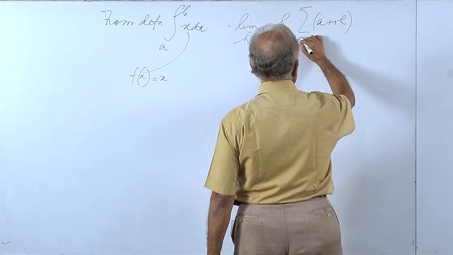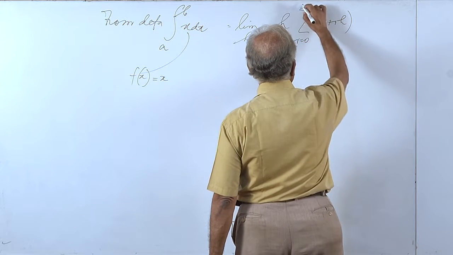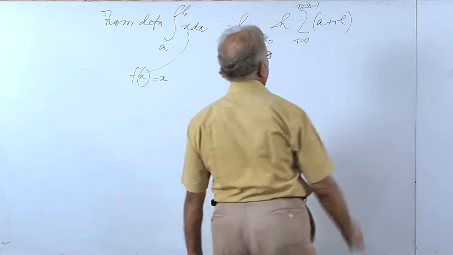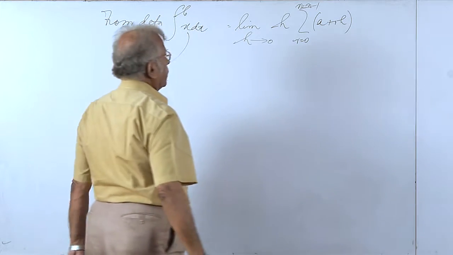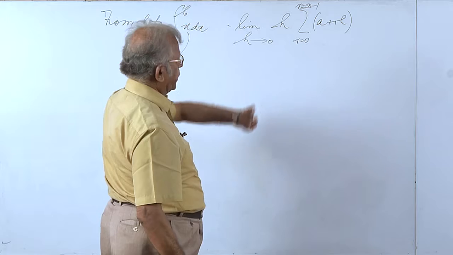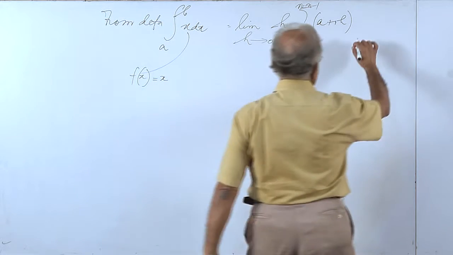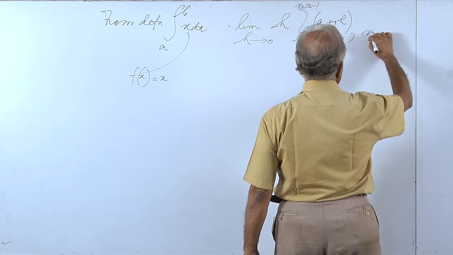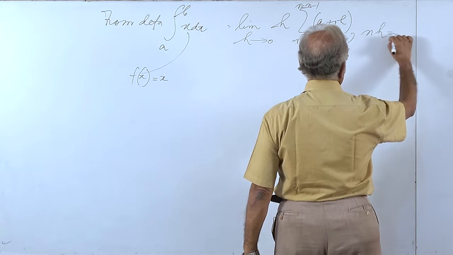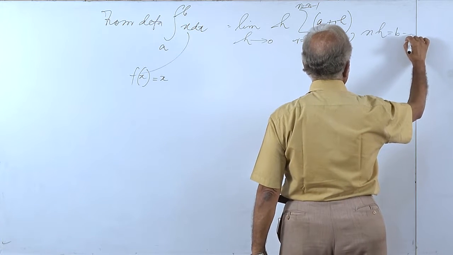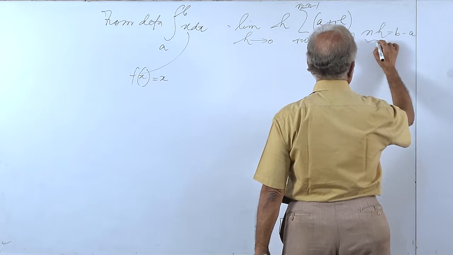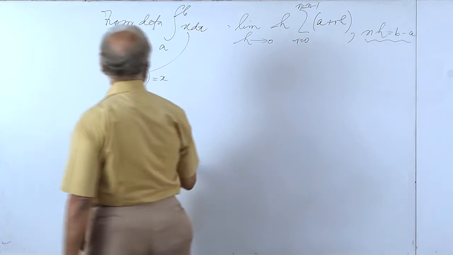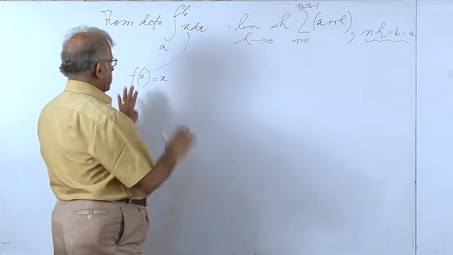R starting from 0 and R going all the way up to n minus 1. So we have put this definition on the board, and we must not forget that nh is equal to b minus a. This is a very, very important provision that is necessary. So we are back with the definition.